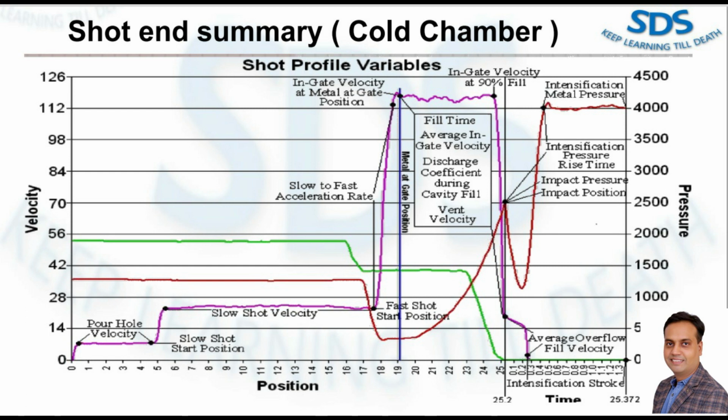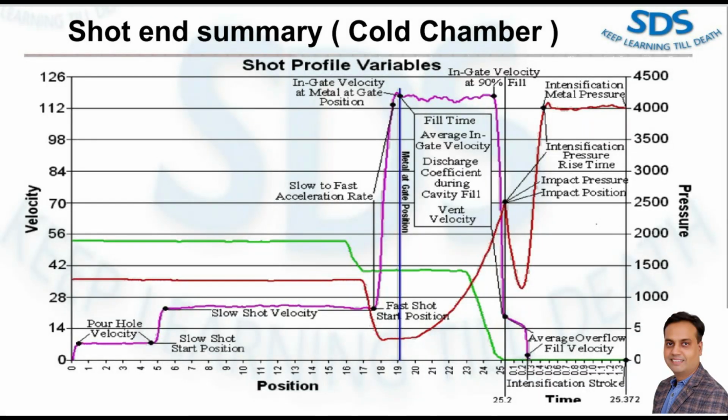Now, let's focus on the gate velocity at the metal at gate position. This parameter is represented by the peak of the curve, indicating the highest velocity of the molten metal as it passes through the gate and enters the cavity. A higher peak represents a faster gate velocity, while a lower peak suggests a slower gate velocity.